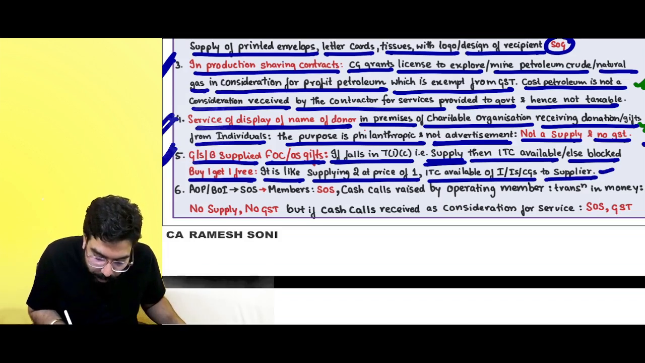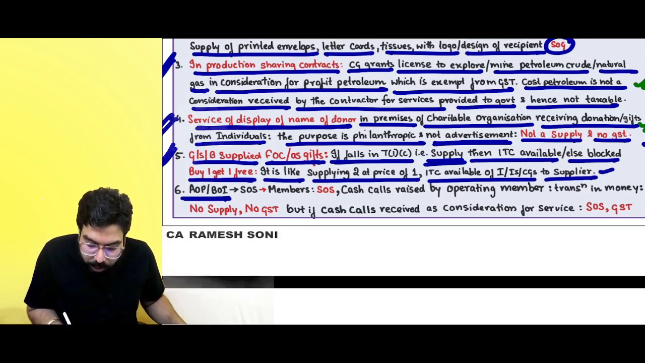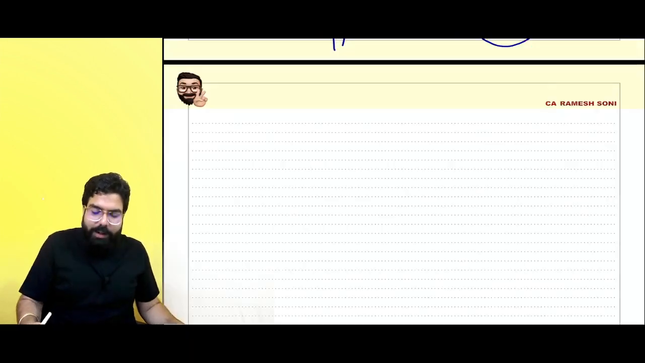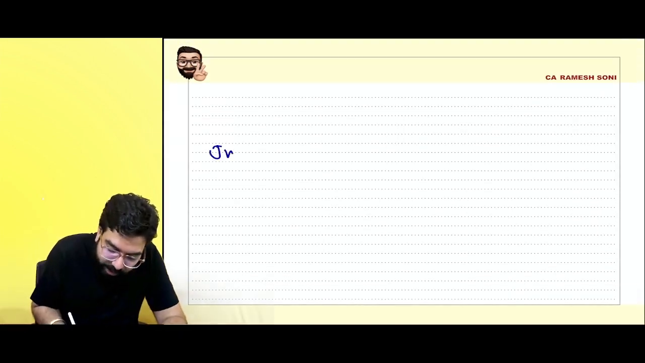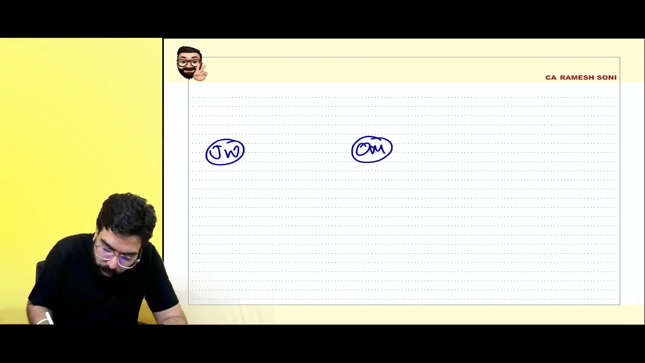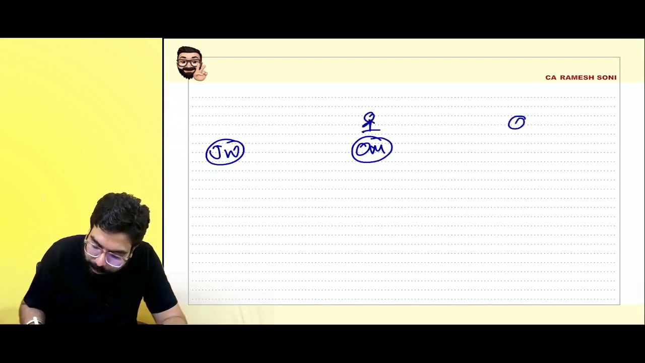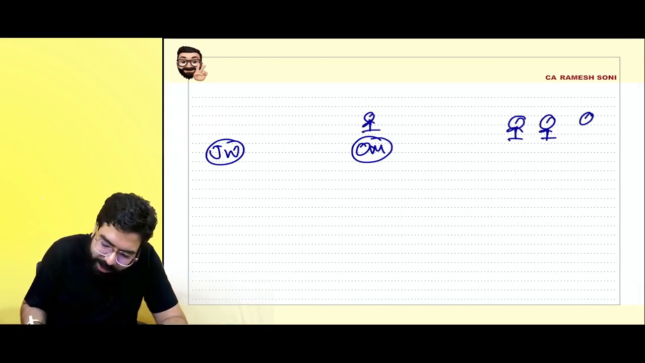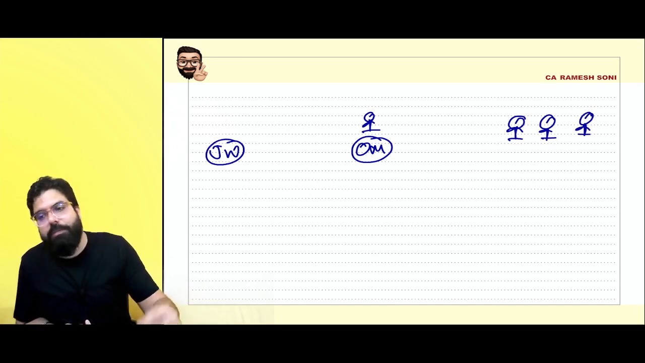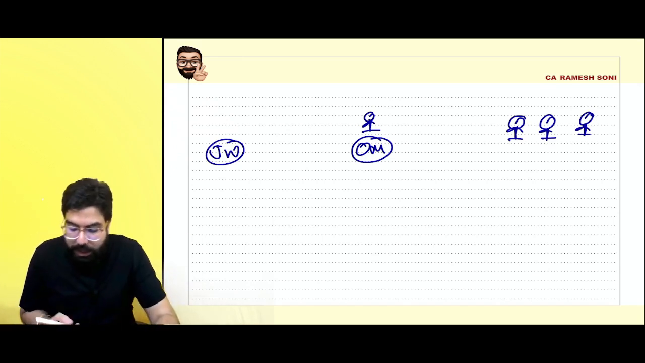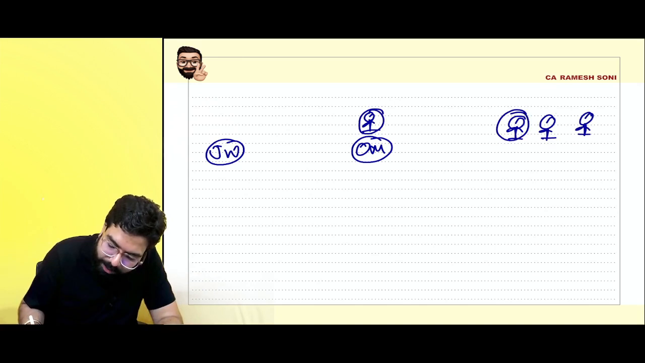Done. Sir, association of persons or body of individuals supplying service to the members. I will explain it like this. For example, there is a joint venture. In a joint venture, there will be an operating member and there will be other members. So basically, all of them have created a joint venture. All of them are the members.